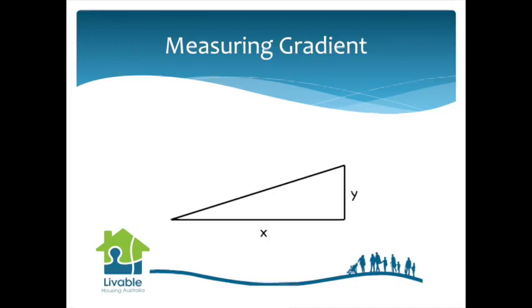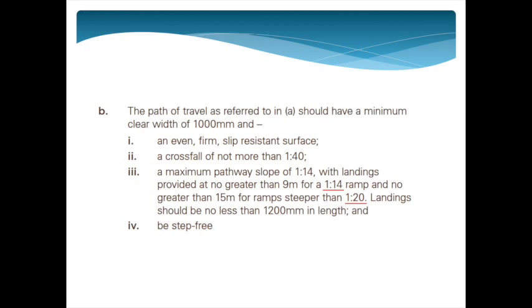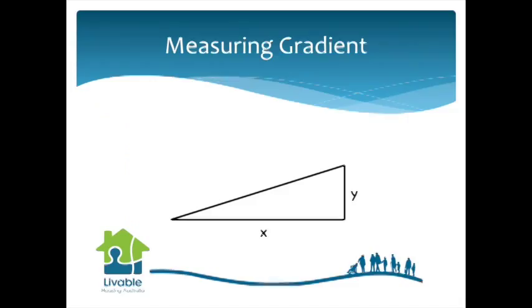So here we have a diagram of a slope. Now the way that we represent slope or gradient in the Livable Housing Design Guidelines is a 1 in 14 or a 1 in 20 slope. So when we talk about 1 in 14 or 1 in 20, we're talking about y divided by x in this image. So how far do you need to travel horizontally to get a drop of 1 meter? So 1 meter in 14 meters is one of the measures in the guidelines.